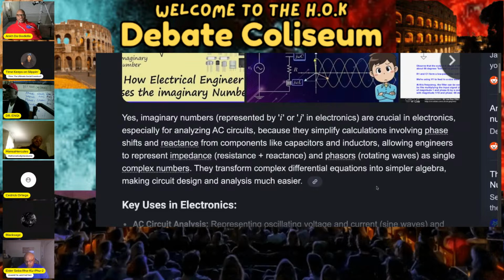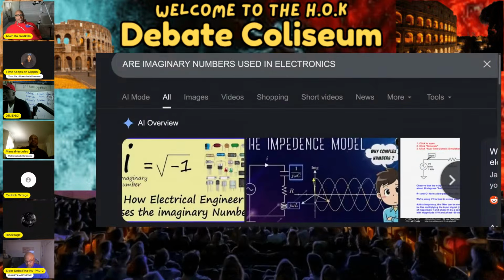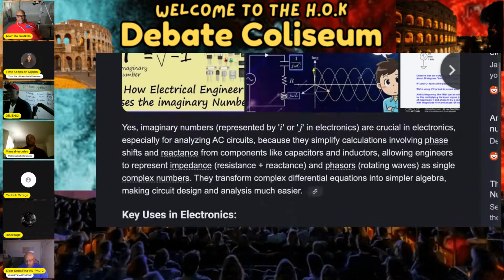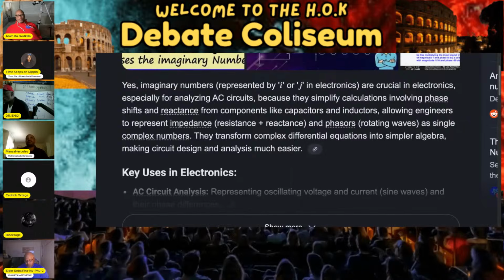Okay. Imaginary numbers. Let me start from the top. We asked, are imaginary numbers used in electronics? The answer: yes. Imaginary numbers are crucial in electronics, especially for analyzing AC circuits, because they simplify calculations involving phase shifts and reactance from components like capacitors and inductors, allowing engineers to represent impedance and phasors as single complex numbers. These are the concepts that he's talking about.